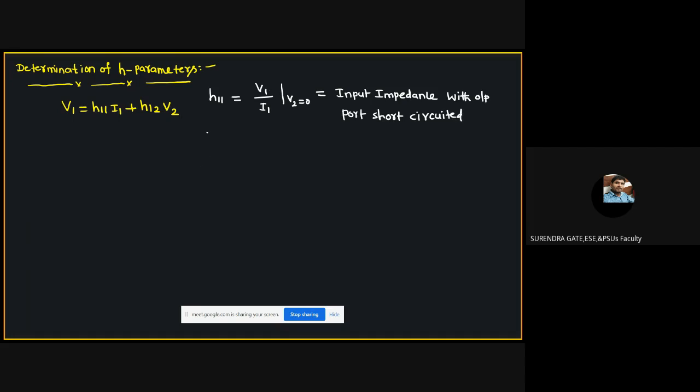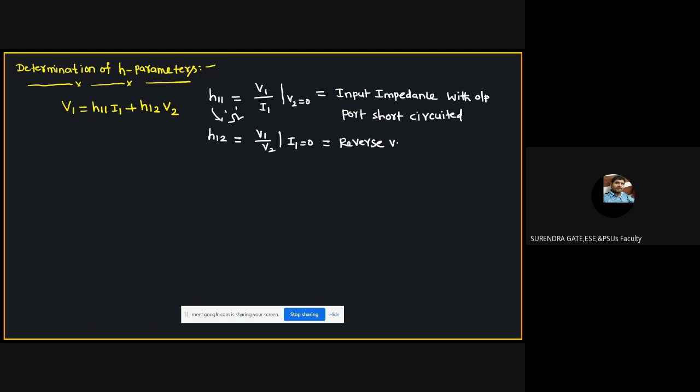Then how to define H12? H12 equals V1 by V2 at I1 equal to 0. What is the units of H11? Ohms, because it's the impedance. What about H12? H12 equals V1 by V2. Now tell me, it's a reverse voltage ratio or gain? It's a reverse voltage gain.